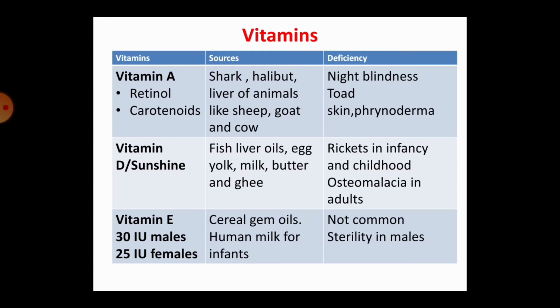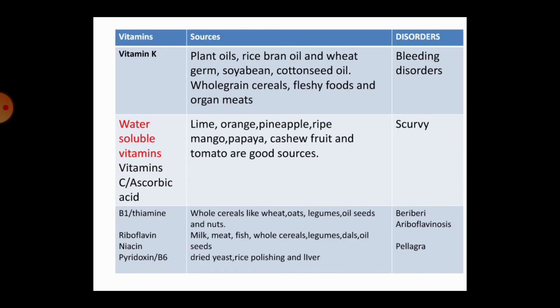Vitamin E. Vitamin E is rich in cereal germ oils, and human milk for infants. Deficiencies are not common, but sometimes sterility is reported in males. The normal requirement for males is 30 international units, and for females it is 25 international units. Vitamin K, the sources of vitamin K are plant oils, rice bran oil, wheat germ, soybean, cottonseed oil, whole grain cereals, fleshy foods, and organ meats. Deficiency of vitamin K can lead to bleeding disorders.